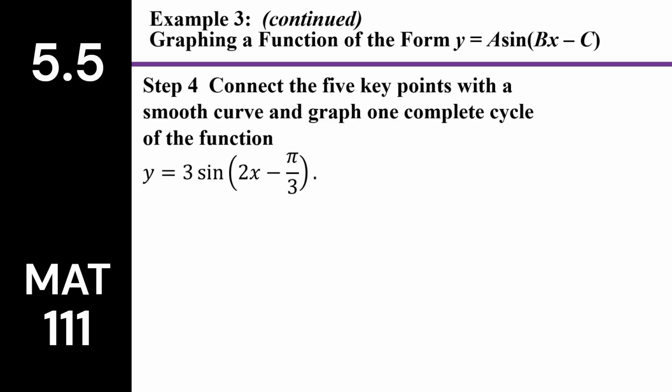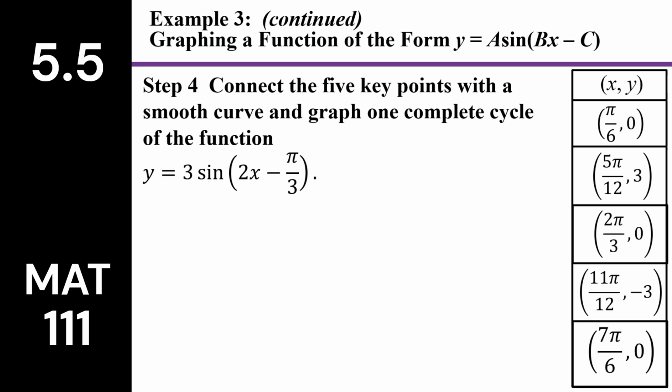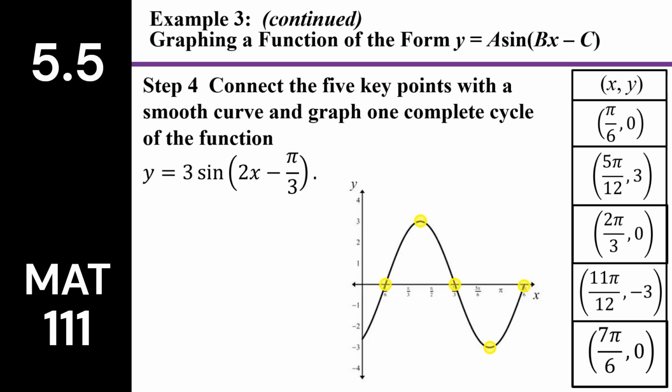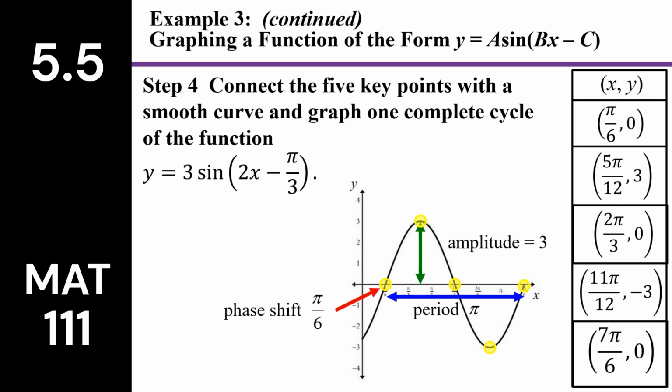Step 4 is to plot the 5 points and connect a smooth curve between them. So there's our 5 points, and there's the curve. Notice the phase shift of pi over 6, the period is pi, and the amplitude is 3.